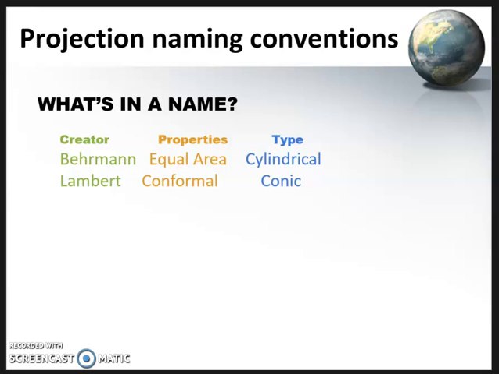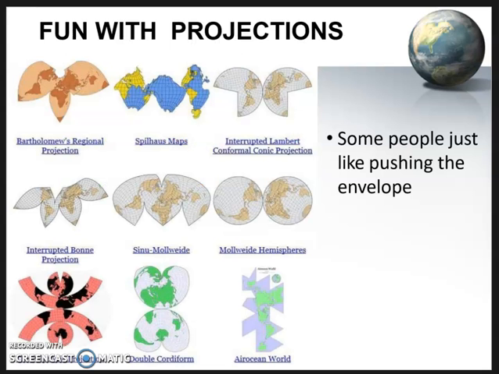Also, when we're looking at projection names, usually it goes with the last name of the creator, what properties, and what type of projection. So you'll see Lambert, which was the creator, we talked about it, and then a conformal conic. And the same thing, Behrmann, equal area, cylindrical. So you can have a lot of fun with projections.